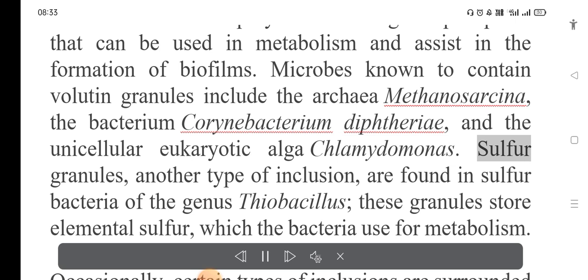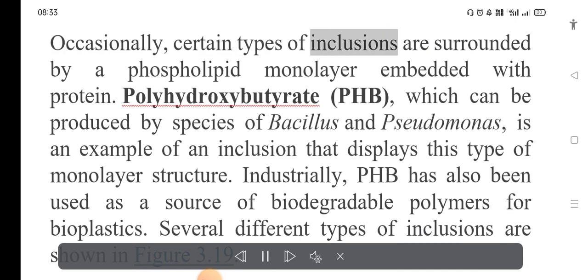Sulfur granules, another type of inclusion, are found in sulfur bacteria of the genus Thiobacillus. These granules store elemental sulfur, which the bacteria use for metabolism. Occasionally, certain types of inclusions are surrounded by a phospholipid monolayer embedded with protein. Polyhydroxybutyrate, PHB, which can be produced by species of Bacillus and Pseudomonas, is an example of an inclusion that displays this type of monolayer structure.